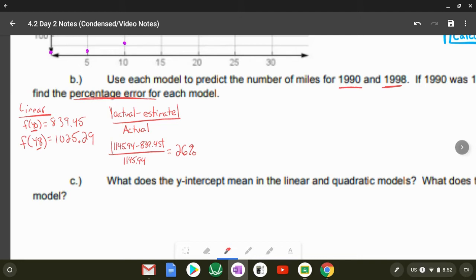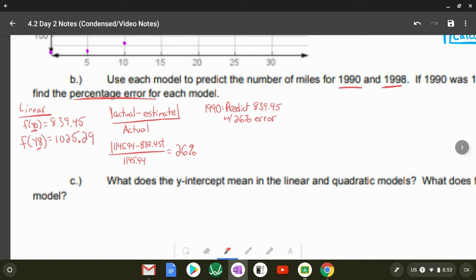So in 1990, the prediction was 839.45 with a 26% error. So that means if that was your prediction, what actually happened in 1990 had a percentage error of 26%.